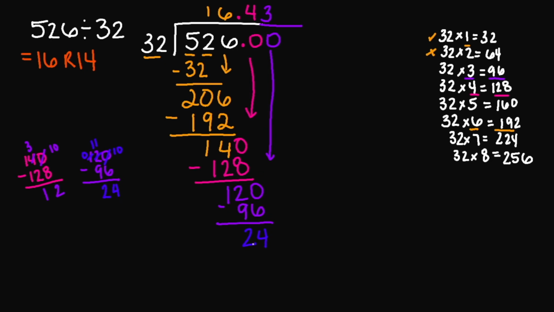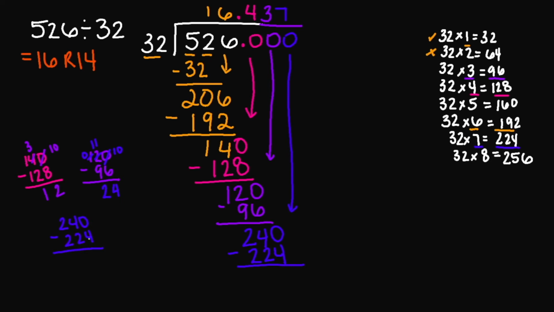32 goes into 24 how many times? It doesn't go. So I'm going to bring down another 0. 32 goes into 240 how many times? The closest number that I can choose is 32 times 7. That's 224. So I'm going to write a 7 on top here. 32 times 7 is 224. Now I'm going to subtract 240 minus 224.